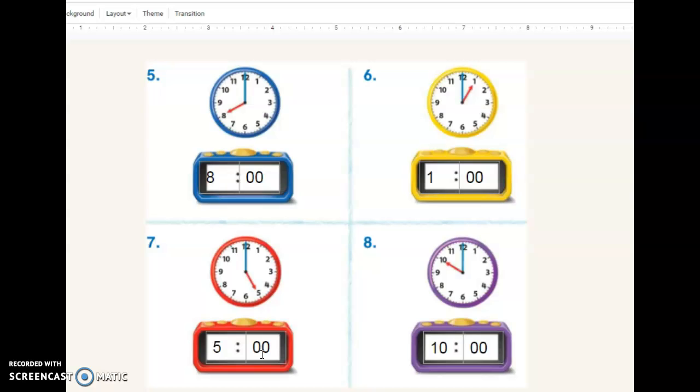So on your assignment, you're going to look at what time it says on the analog clock, just what the hour hand says, and you're going to put that time into a digital clock.